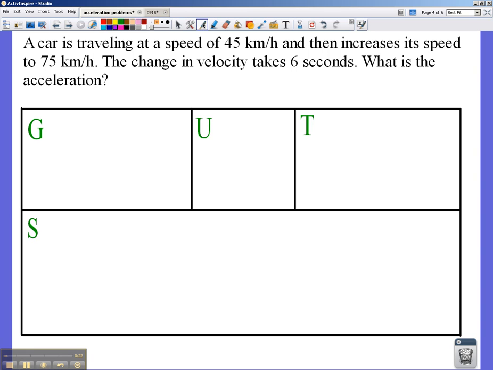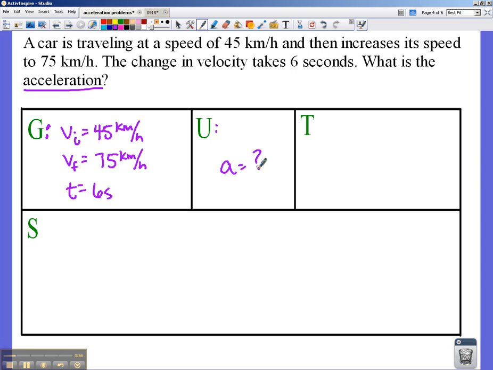So in this problem, our given is a car traveling at a speed of 45 kilometers per hour, so that's the initial velocity, 45 kilometers per hour, and then it increases its speed to 75 kilometers per hour. So that's the final, that's what it increased to, 75 kilometers per hour. The change in velocity takes 6 seconds, and that's of course time. So we're given initial velocity, final velocity, and time, and it's asking for acceleration. So our unknown is acceleration.